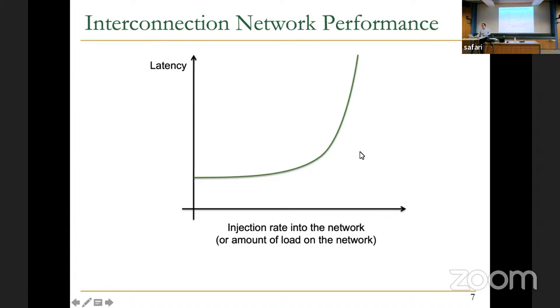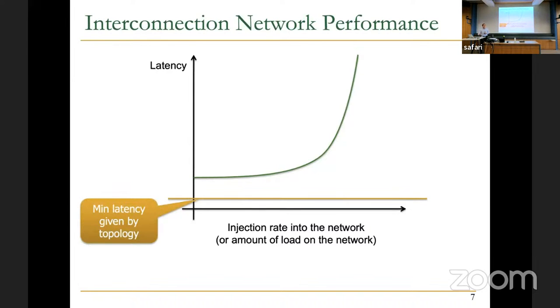This curve clearly depends on the traffic pattern and the application. So this curve is not independent of that. This depends on how you're communicating across the network. But this also depends on the network design itself. Clearly, it depends on the application that's running on the network, the communication patterns that you see, but also the network design. So let's take a look at the effect of network design.